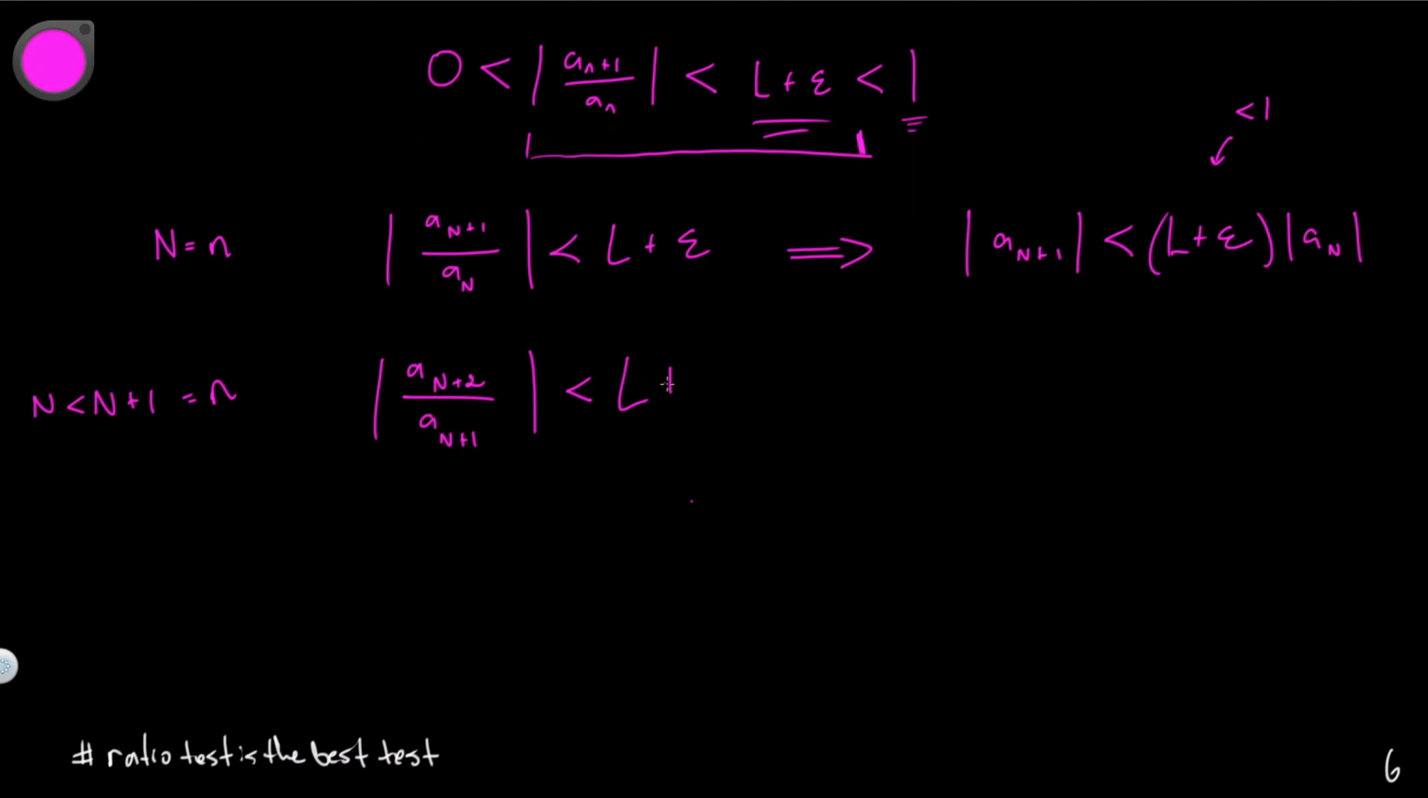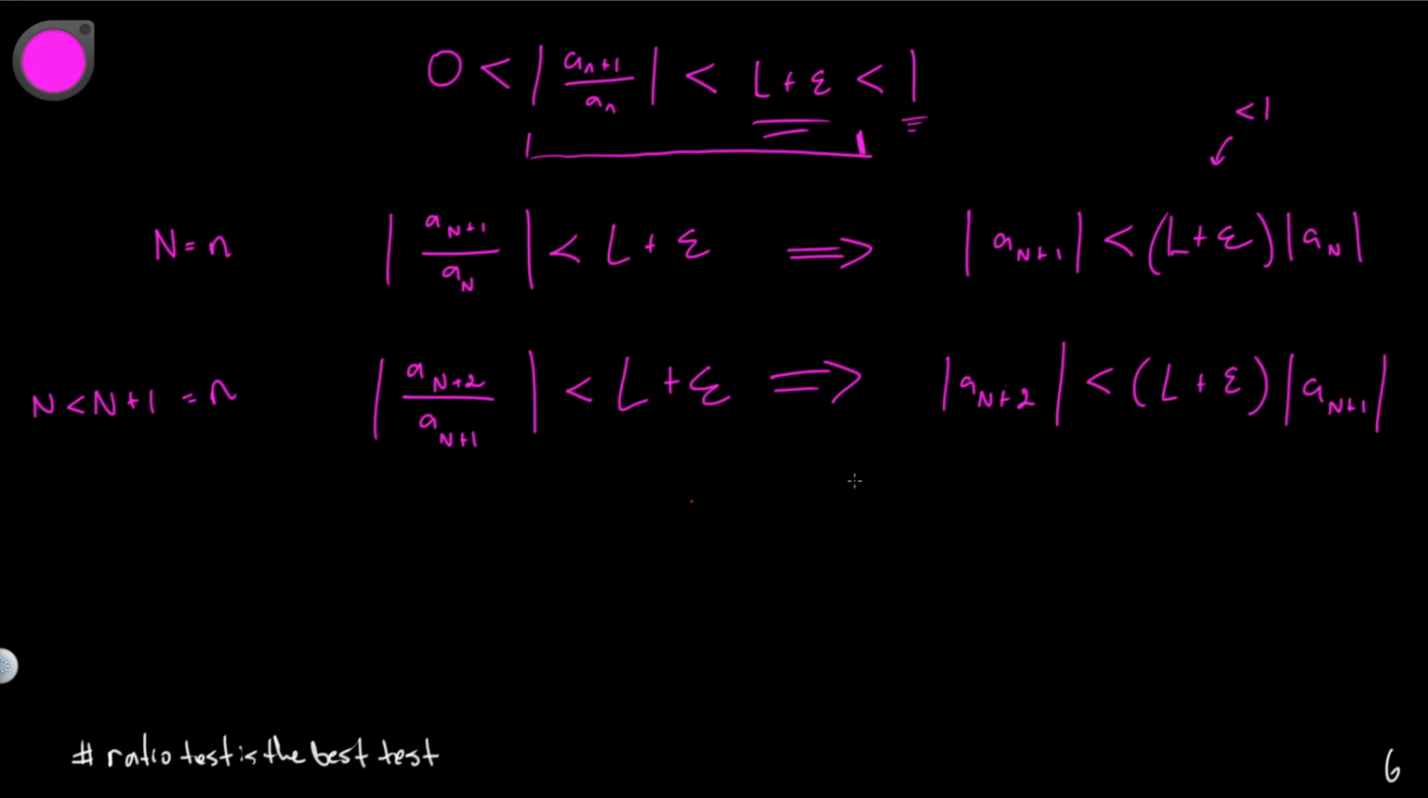This is less than L plus epsilon. All right, this is just saying the definition of the limit. Once I get past that value capital N, I will be less than L plus epsilon for evermore. Right? What does this thing say? Well, this implies a similar inequality. A sub n plus 2 is less than L plus epsilon times A sub n plus 1.